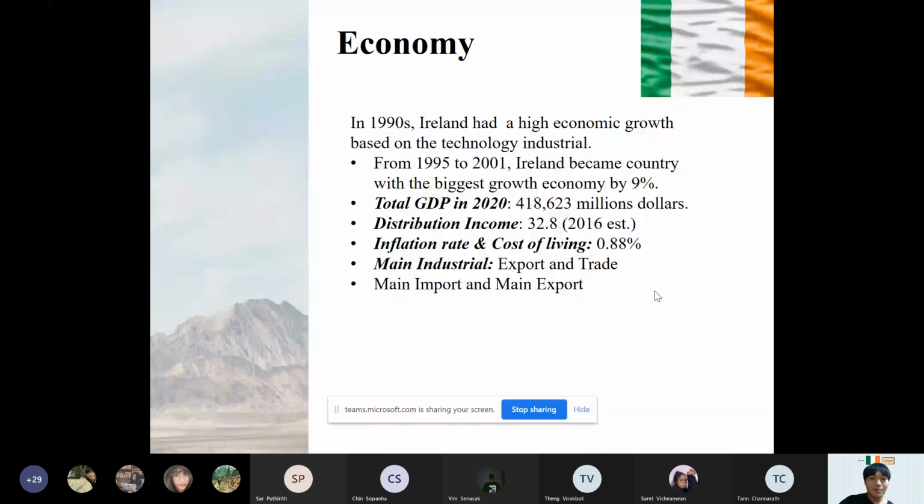Next, in our economy, in the past we relied heavily on agriculture, but in the 1990s the country had high economic growth. That was caused by the technology industry. Starting from 1991, Ireland became the country with the biggest growth of GDP, by 9%. Our income distribution is 32.8%. Our inflation rate and cost of living is 0.88%. Our main industry is that we export and we also trade, and we have main imports and main exports.